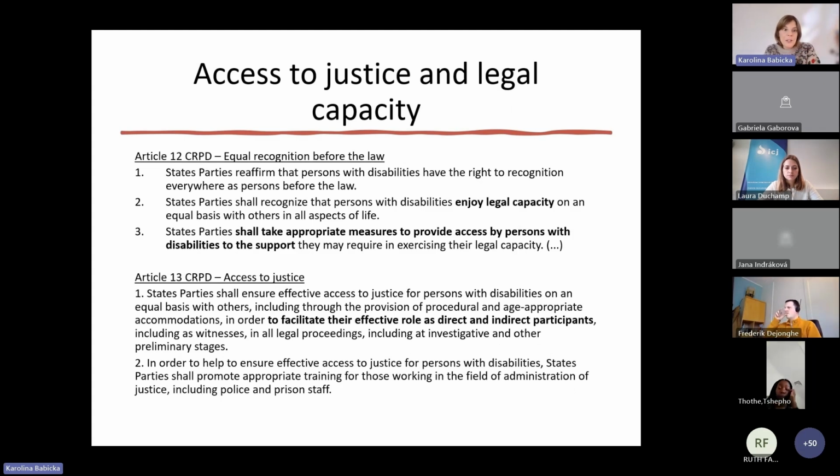So also, as Ruth mentioned, access to justice is embedded in Article 12 and 13 of the UN CRPD. It provides for equal recognition before the law for persons with disabilities, explicitly stating that persons with disabilities enjoy legal capacity on an equal basis with others. And it obliges member states to ensure effective participation of persons with disabilities in all legal proceedings.